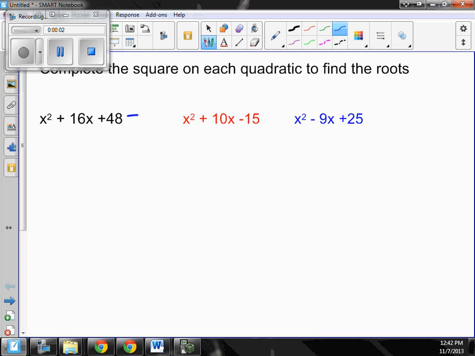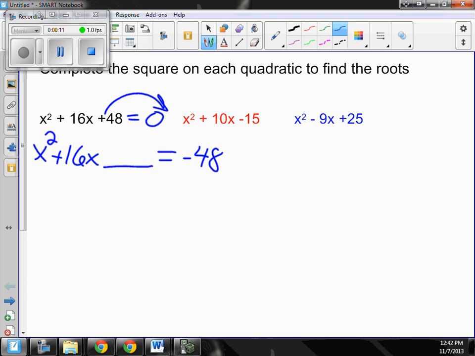So set this equal to 0, subtract the 48: x squared plus 16x, and we're missing some number, equals negative 48. Now, we want to factor this into a perfect square. What would the factor be? Plus 8. And what's the perfect square? 64. Well, if I add 64 to one side of the equation, I need to add it to the other side in order for the equation to remain in balance.